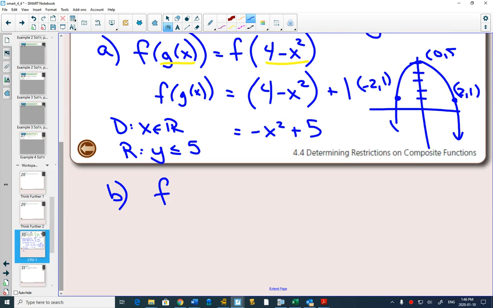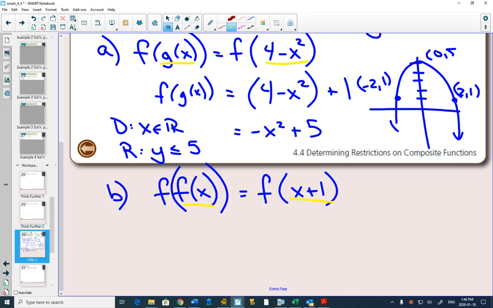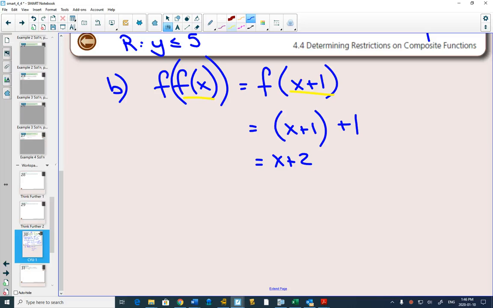Part B says find f of f of x. Well, f of x was just x plus 1. And now if you have f of x plus 1, the function f says whatever you put in, add 1. So it will equal x plus 1 plus 1. Can you simplify that? You get x plus 2. Is that easy to graph? Yes. It's just a straight line. Y-intercept of 2, slope of 1.